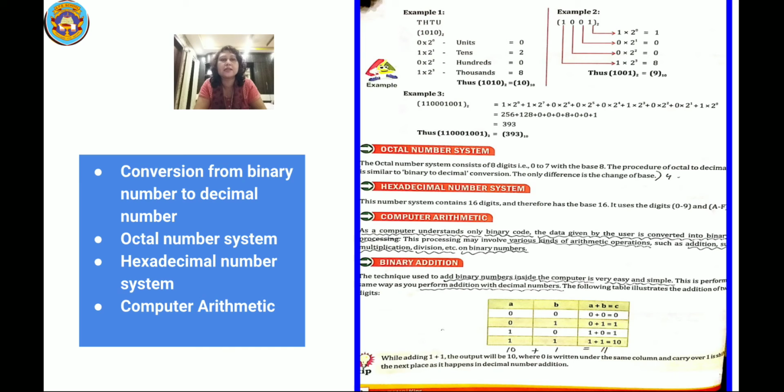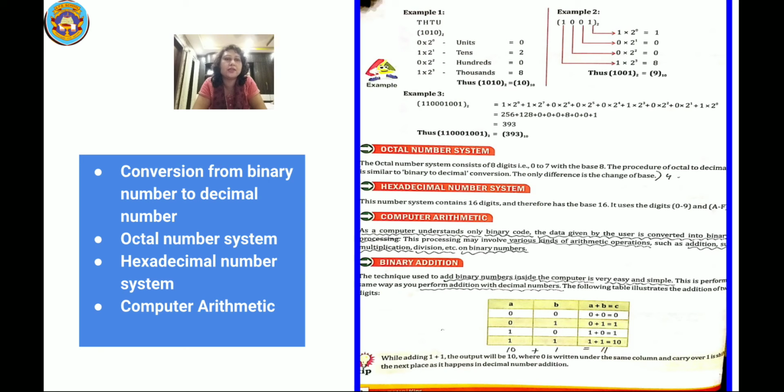Then next we have computer arithmetic. As the computer understands only binary code, the data given by the user is converted into binary digits for its processing. This processing involves various arithmetic operations like addition, subtraction, multiplication and division. The first one is binary addition. The technique of adding binary numbers inside the computer is very easy and simple, and it is performed the same way we add decimal numbers.